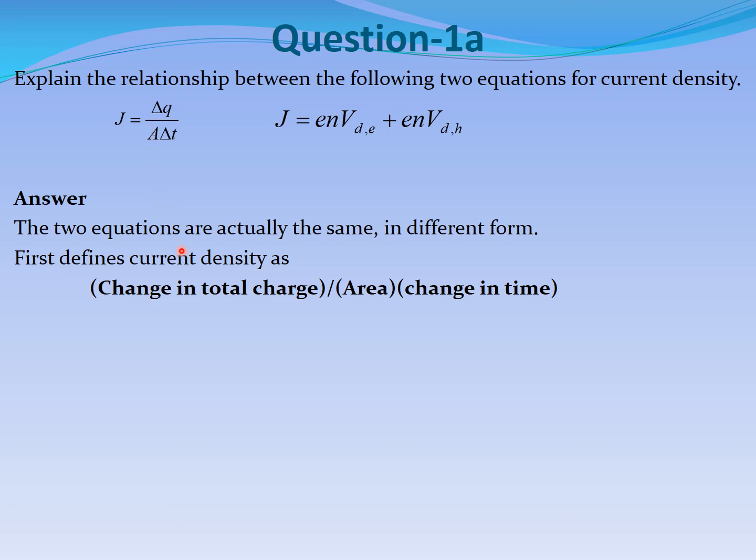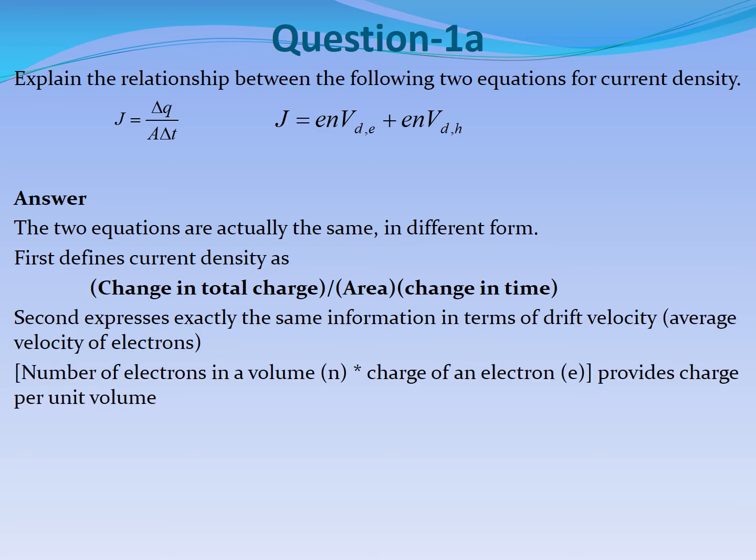First, it defines current density as change in total charge upon area multiplied by change in time, isn't it? Delta Q upon A delta T. So they are defining current density as change in charge per unit area per unit time, right? The second expresses exactly the same information in terms of drift velocity. What is drift velocity? The average velocity of electrons, right?